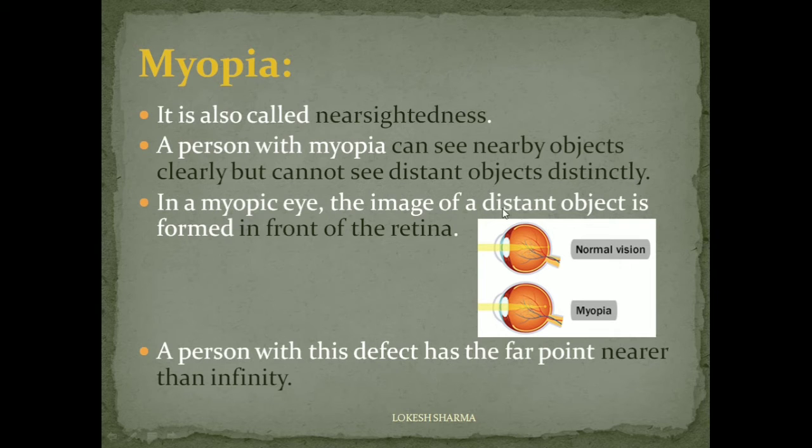In a myopic eye, the image of a distant object is formed in front of the retina, and a person with this defect has the far point nearer than infinity. Now, this is the eye of normal vision, and here the image is formed on the retina. But this is the myopic eye, and in this case the image is formed before the retina.